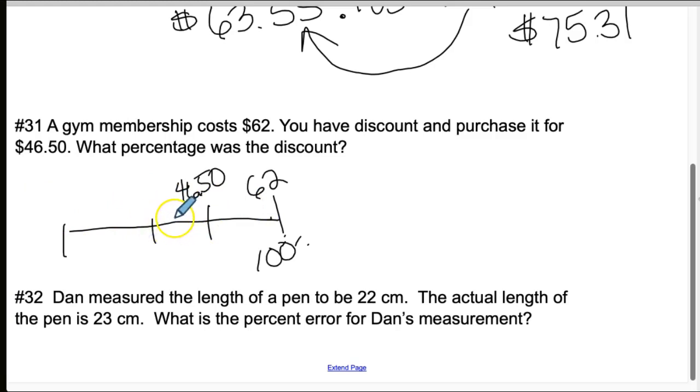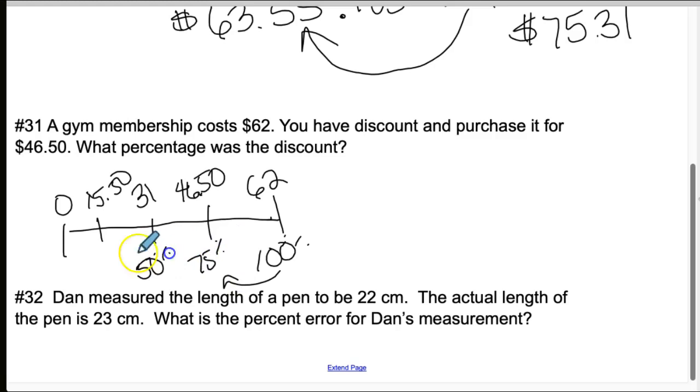So if I take $15.50 from 46.50, that gets me 31. Minus $15.50 is $15.50 and 0. That means there's 1, 2, 3, 4 sections. 100 divided by 4 is 25. So I'm counting down by 25%. So 75%, 50, 25, and 0. $46.50 is 75% of the original. So I had a 25% discount.